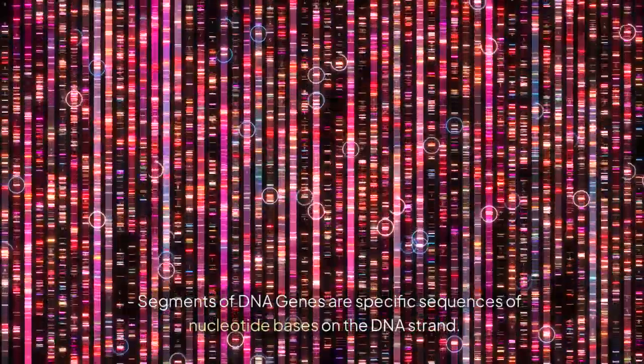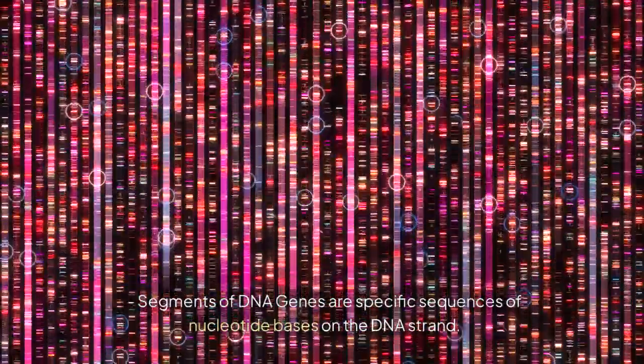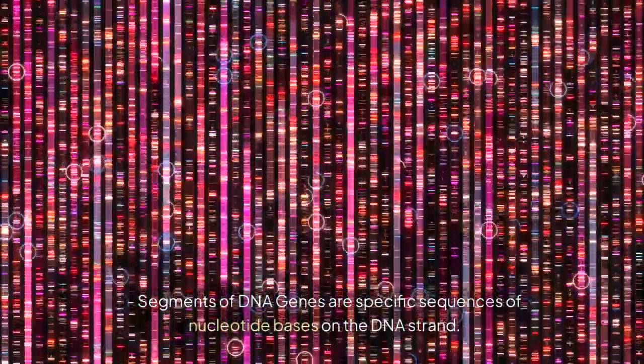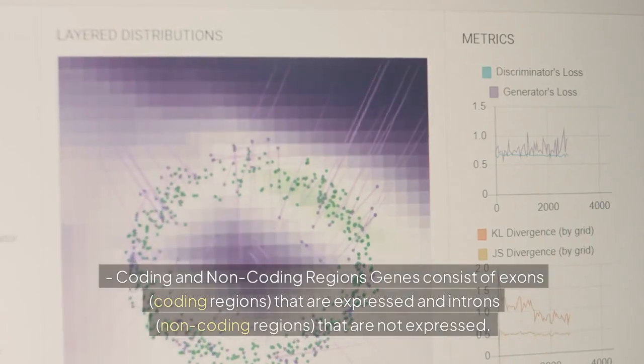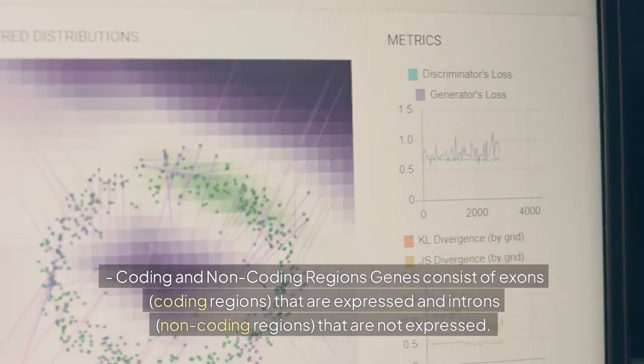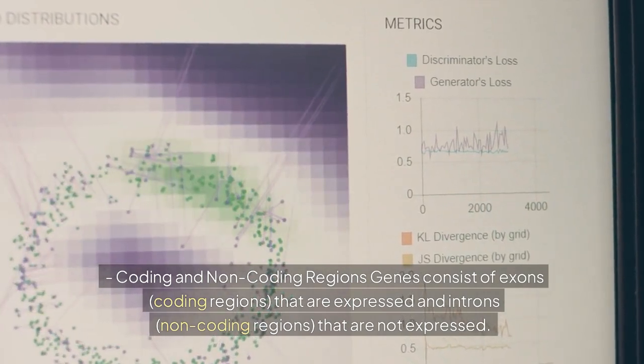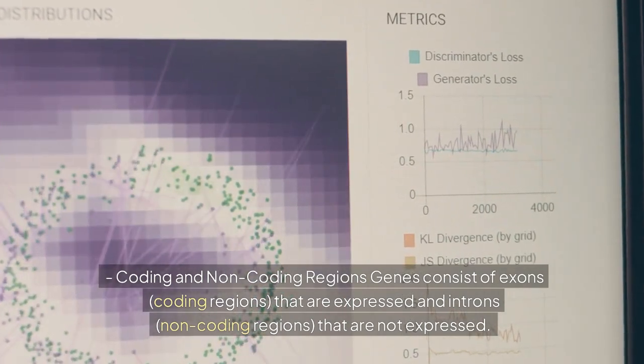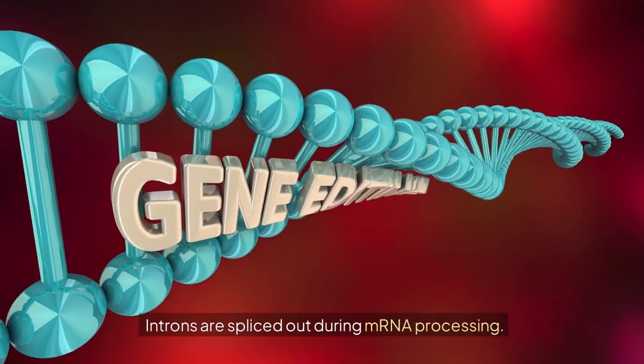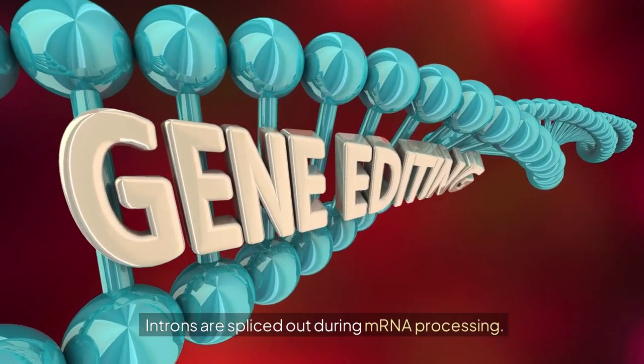Genes. Structure. Segments of DNA. Genes are specific sequences of nucleotide bases on the DNA strand. Coding and non-coding regions. Genes consist of exons, coding regions, that are expressed, and introns, non-coding regions, that are not expressed. Introns are spliced out during mRNA processing.